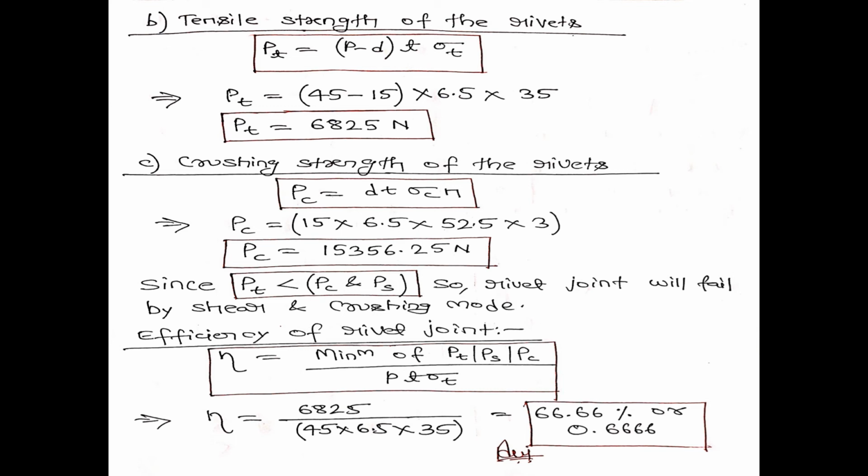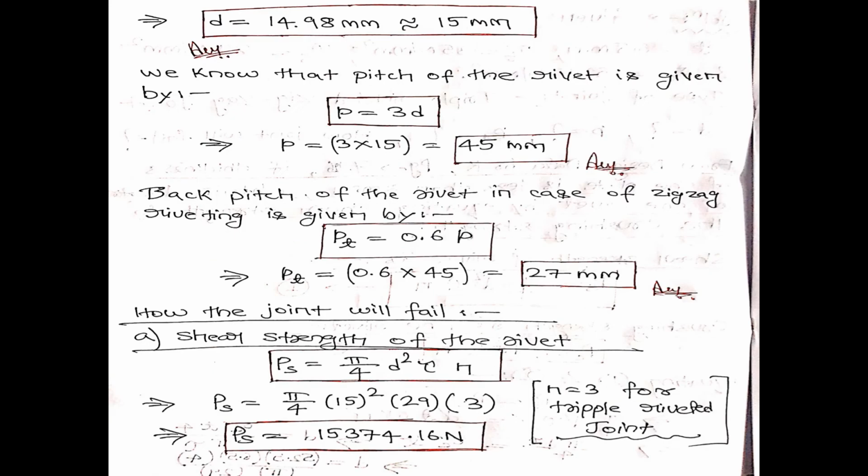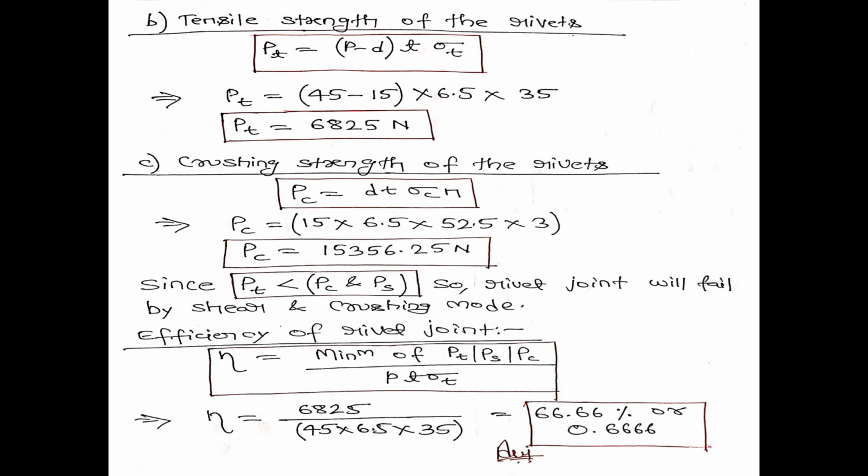Next is the tensile strength of the rivet. We know the equation, that is tensile strength PT is equal to (P minus D) into T into sigma T. P is your pitch, we have calculated, that is 45. D is shank diameter of rivet, that is 15. T is the thickness of the plate given in the problem, 6.5, into sigma T, permissible tensile stress given in the problem. I get the value of PT, that is coming out to be 6825 Newton.